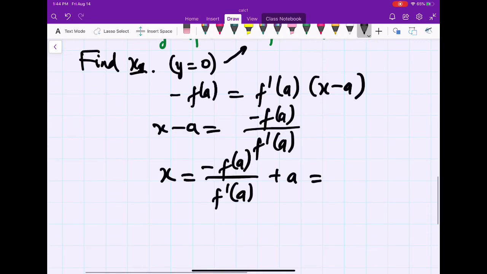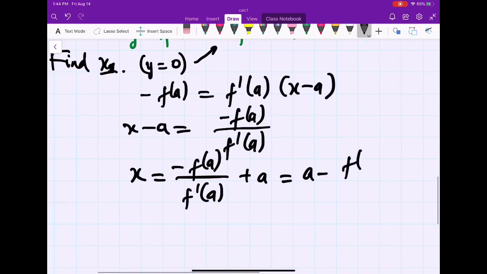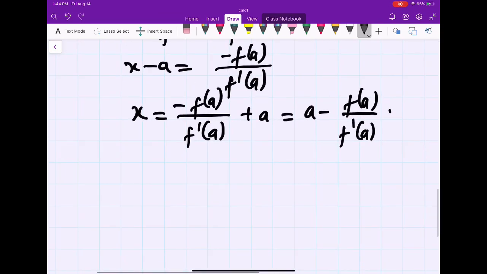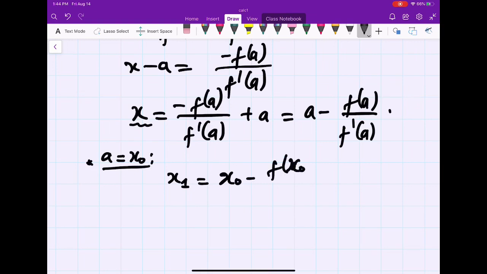Or you can write, that is a minus f of a divided by f derivative of a. And as we have seen, we denote a as x0. Then the intersection, x1, should be x0 minus f of x0 divided by f derivative at x0.